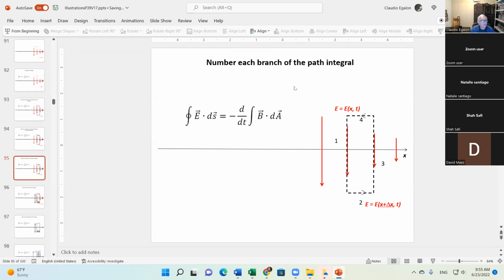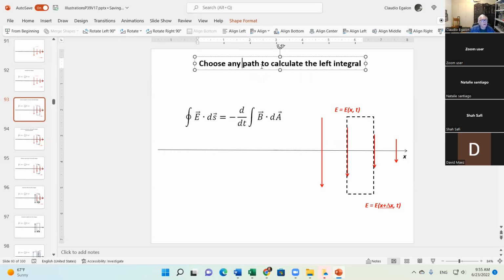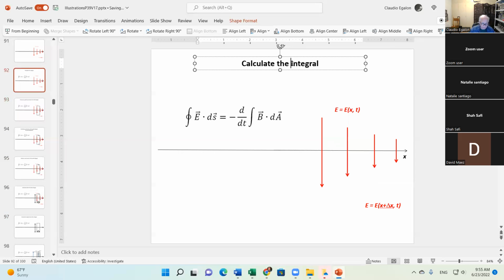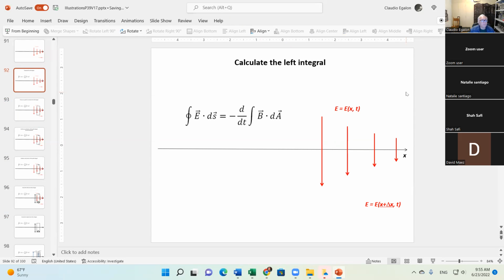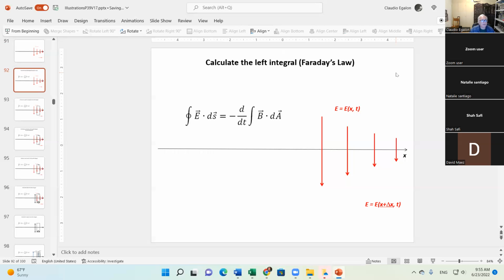All right, here you go. Number each path. Choose any path to calculate the left integral. Calculate the left integral. Okay, that's Faraday's law of induction.